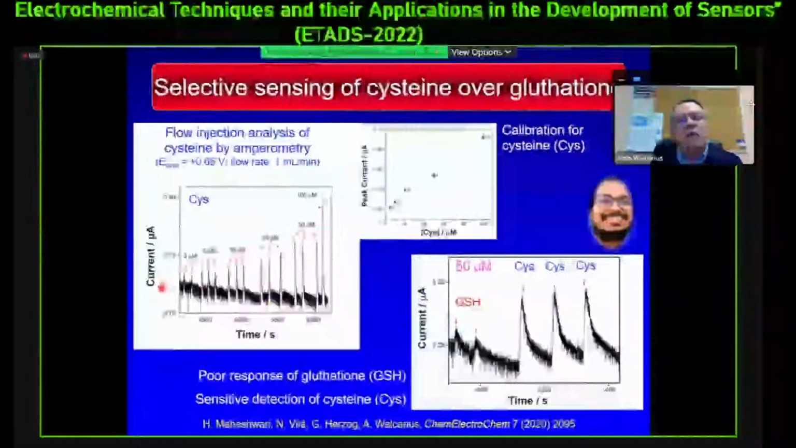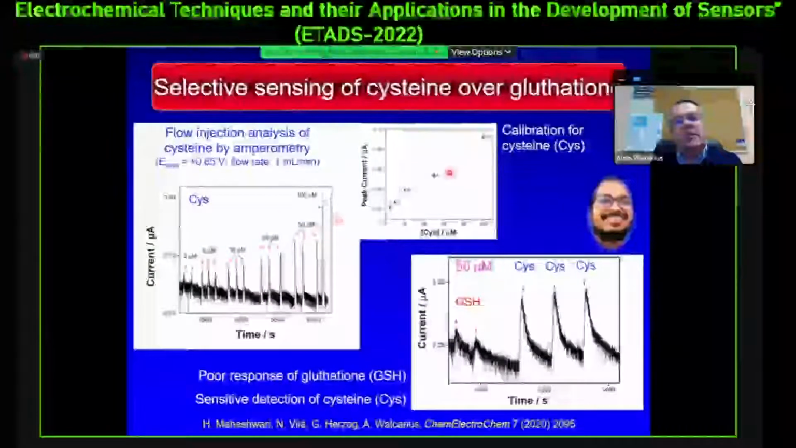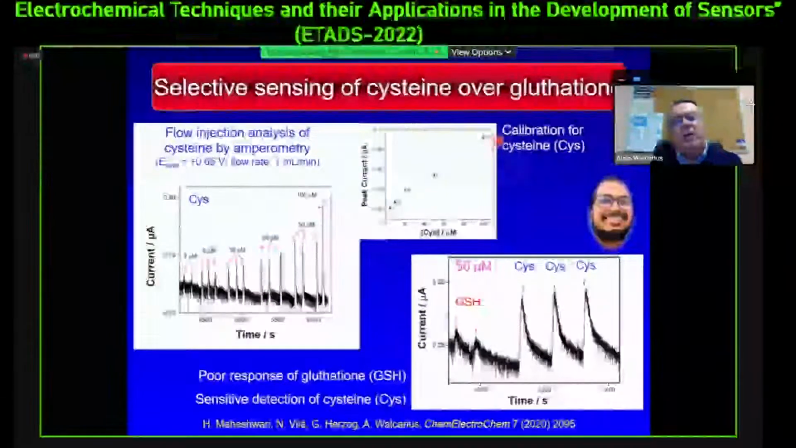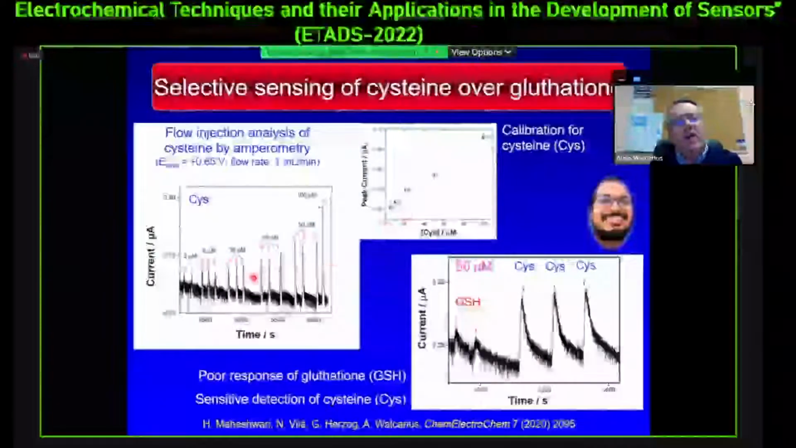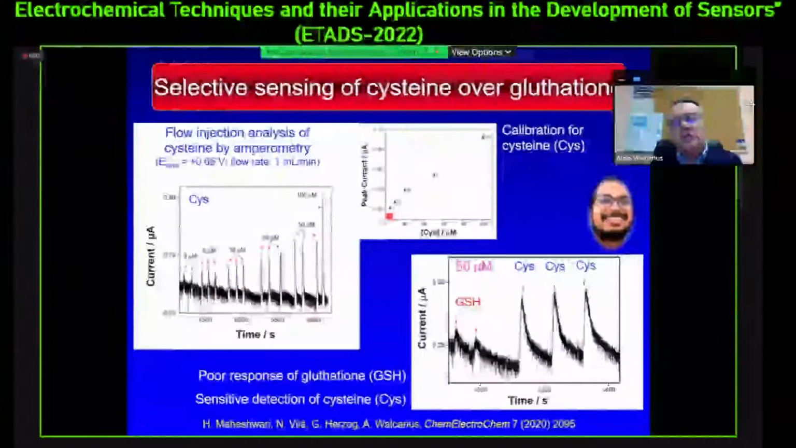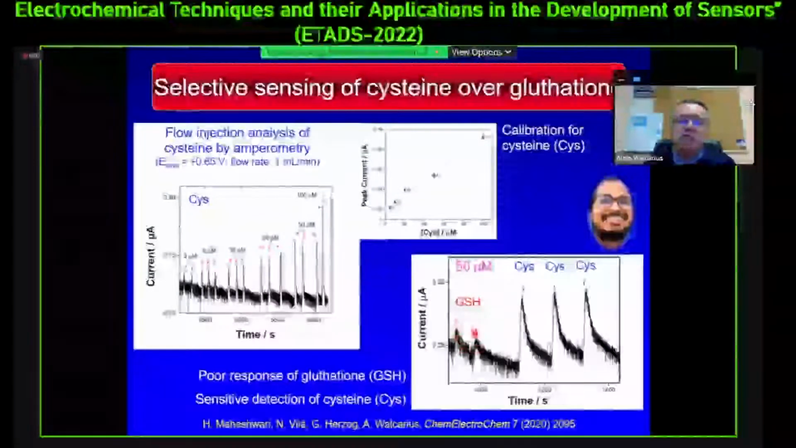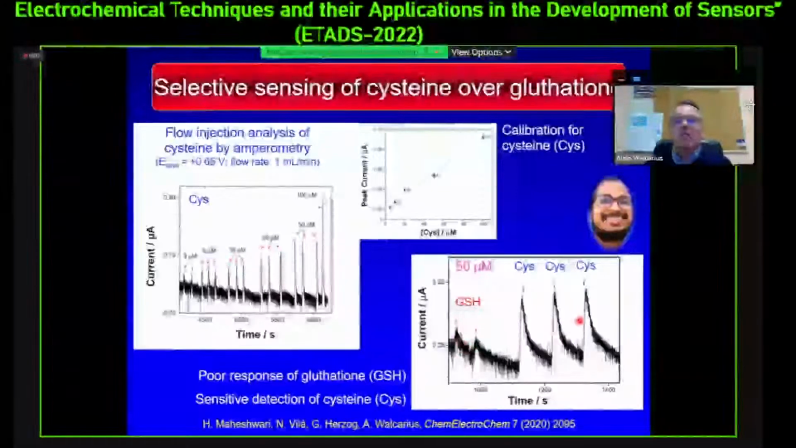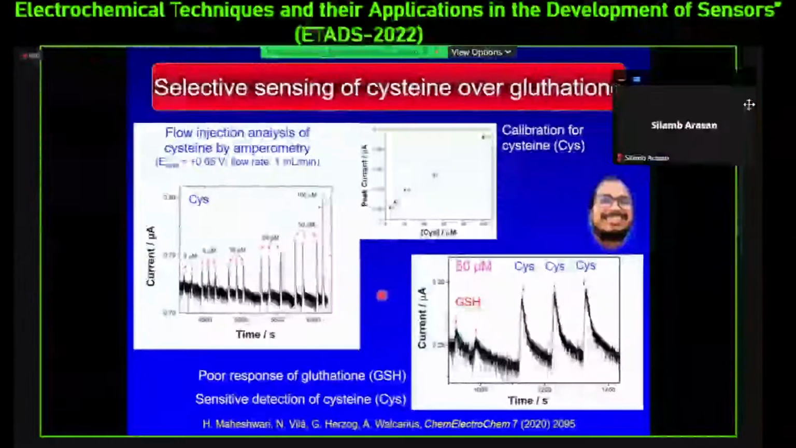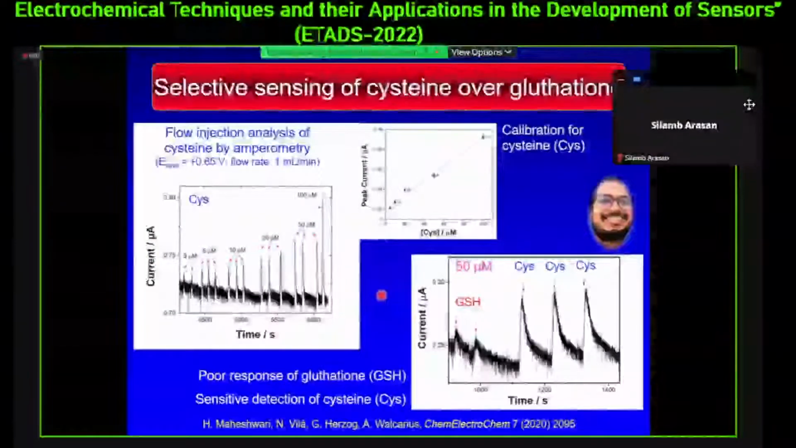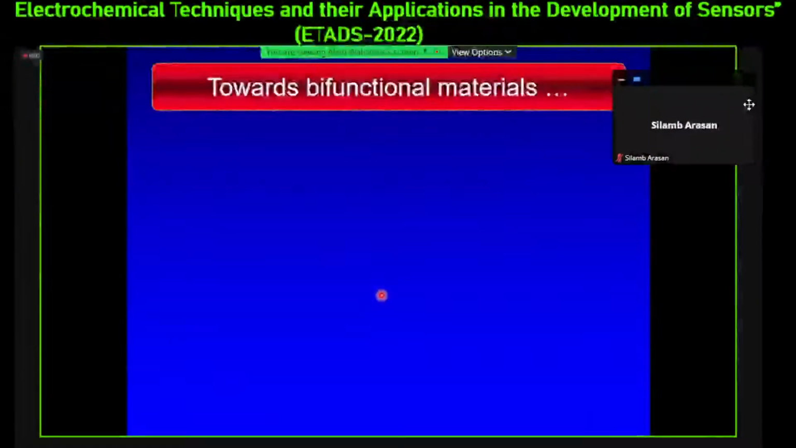And actually, by working in flow injection analysis, we can see a response directly proportional to the cysteine concentration. And if comparing the response of cysteine to the response of glutathione, indeed we have a very small response for glutathione and a bigger one for cysteine, which induces some selectivity in the detection, probably due to confinement effects.